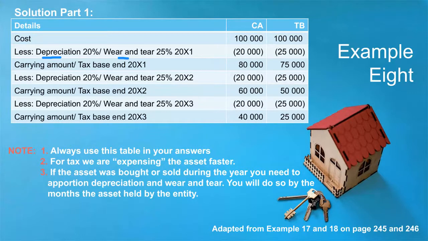And then the last thing that I wanted to point out to you is that if we had bought or sold the asset in the middle of the year, we would have to apportion the depreciation for the part that we had the asset, and then we would have had to read the question to identify if we need to apportion the wear and tear. Okay, you'll be told in the question whether or not to apportion the wear and tear. Okay, any questions? I assume you guys know how to apportion depreciation for part of the year, because that is something that you would have covered in PPE, right?